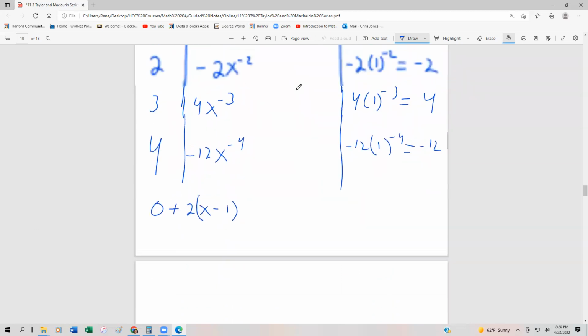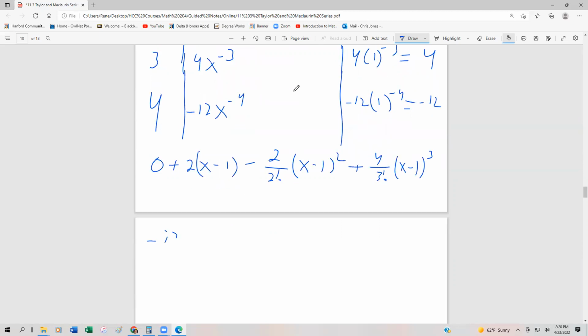So this is going to be minus 2 over 2 factorial x minus 1 squared plus 4 over 3 factorial, and that's going to be x minus 1 to the 3rd. And then finally, minus 12 over 4 factorial, and that's going to be x minus 1 to the 4th power.